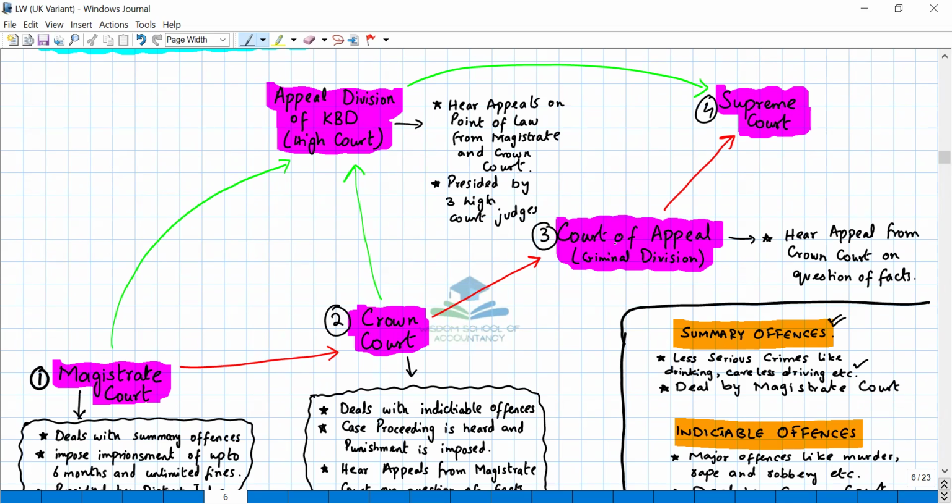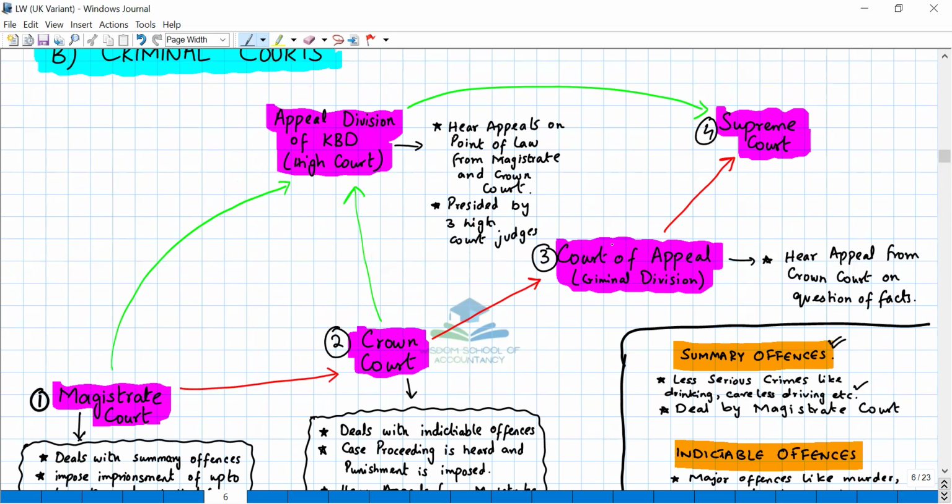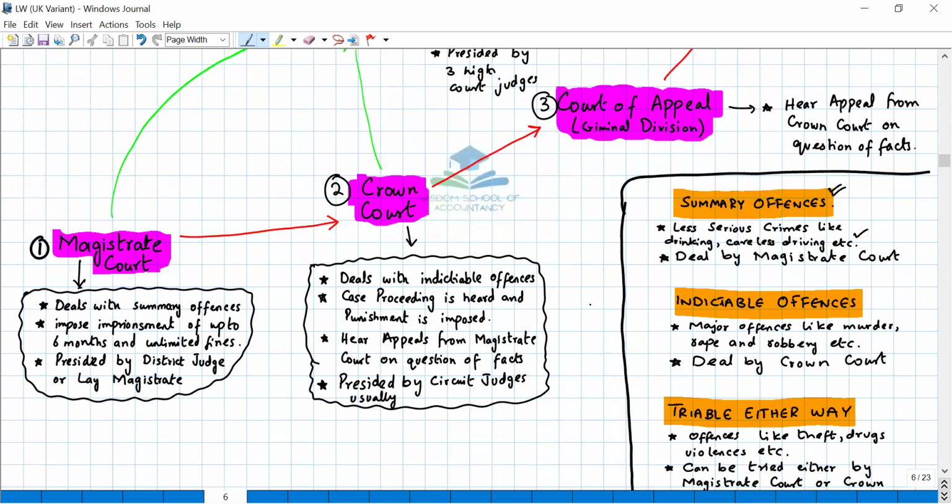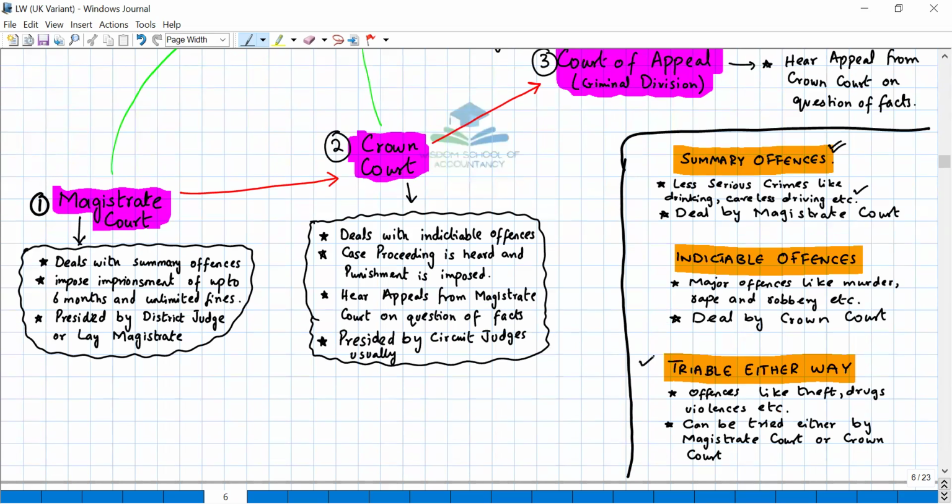And then comes the Supreme Court, that is the most superior court of the UK. It hears the appeal from the Court of Appeal on the factual basis. And it can also hear the appeal from the Appeal Division of the King's Bench Division on point of law. Now, there is another type of offense that is written here, that is triable either way. Triable either way means that this offense can be tried either in magistrate court or crown court.